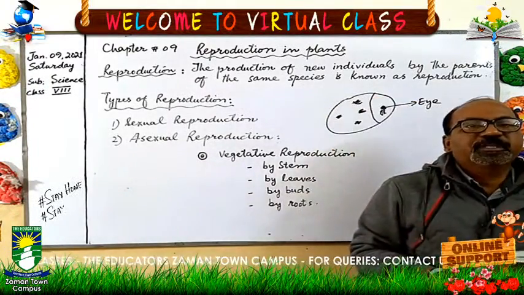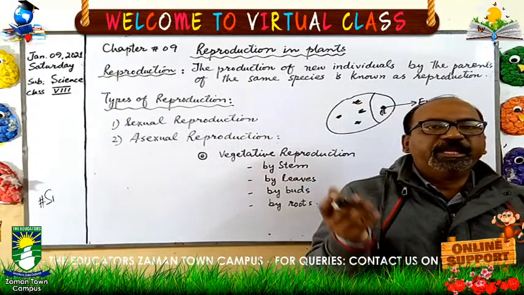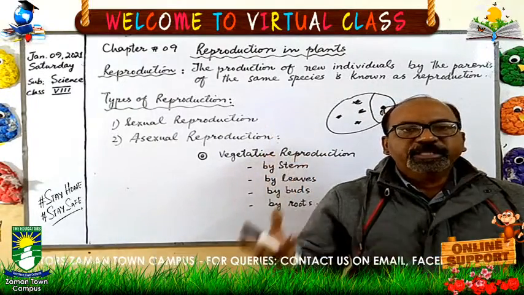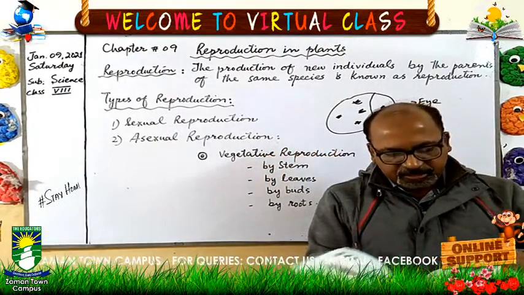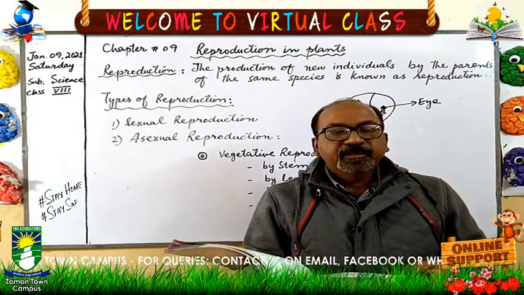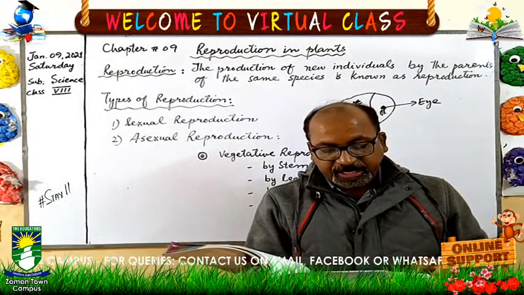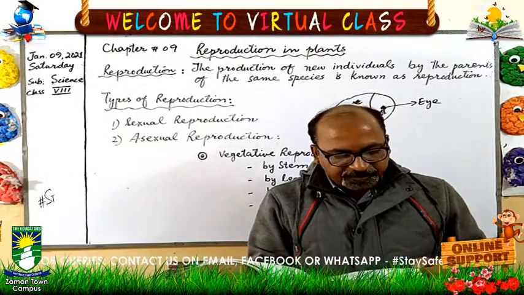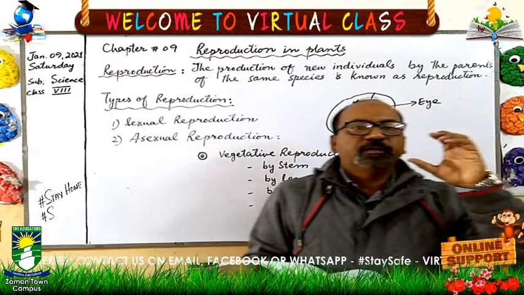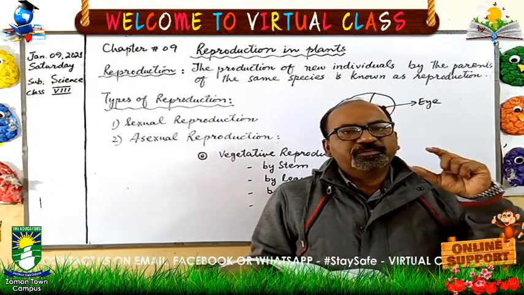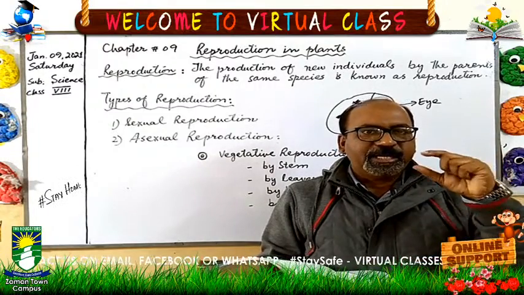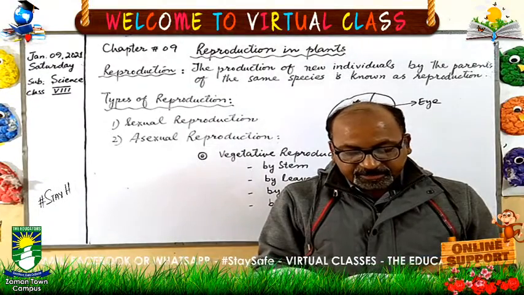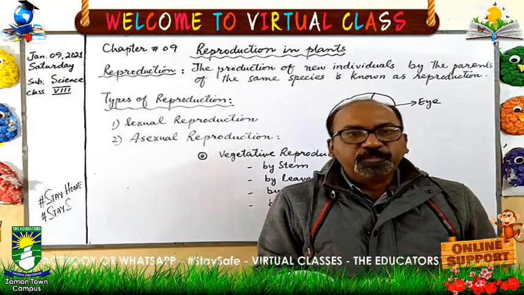Some leaves also have the ability that when they are grown, they produce a new plant. The example of reproduction by leaves is Bryophyllum. Bryophyllum plants have fleshy leaves, which means their size is bigger. They have an ability that they can produce new plants from the leaves.